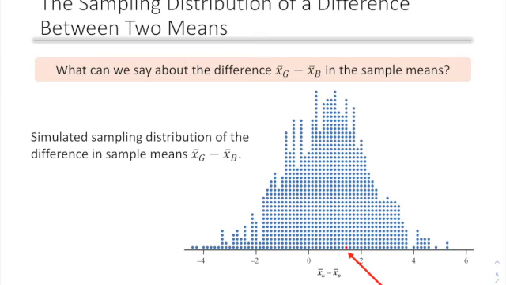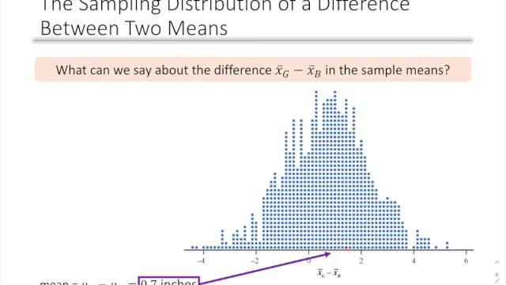So let's look at the difference between the two means. Here's a simulated sampling distribution of the difference in sample means of girls minus the boys. One set of samples gave an average of 56.09 for the girls and 54.68 for the boys. So when you subtract them, that's what that particular dot on the dot plot means.